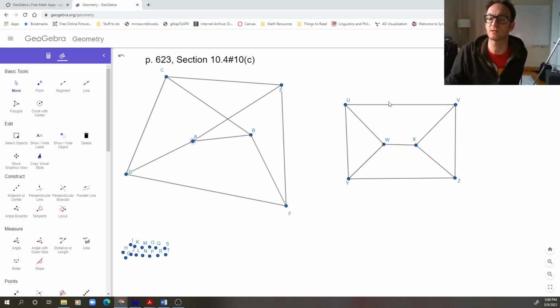This graph has a cycle of length 3. In fact, it has 2. This graph just does not have a cycle of length 3. I'm just confirming that by a brute force check. So anyway, these graphs are not isomorphic.